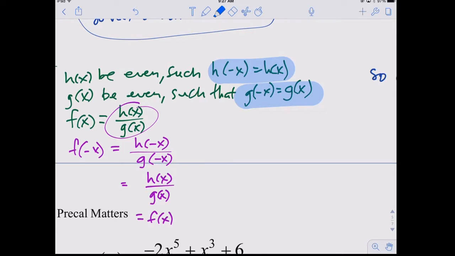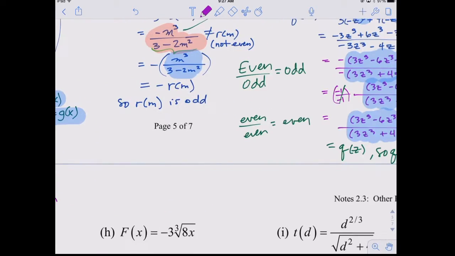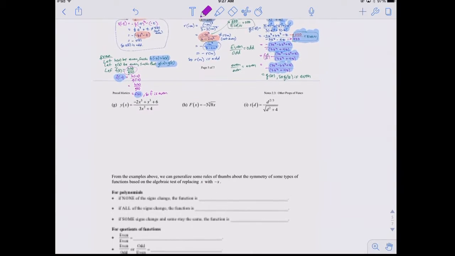So what did I prove here without doing anything with actual expressions? I proved that f of negative x equals f of x if f of x is a quotient of two even functions. So f must be even. So y'all got it. Y'all's intuition proved correct. All right, so that's pretty awesome.